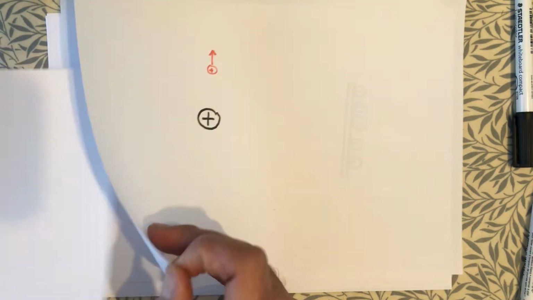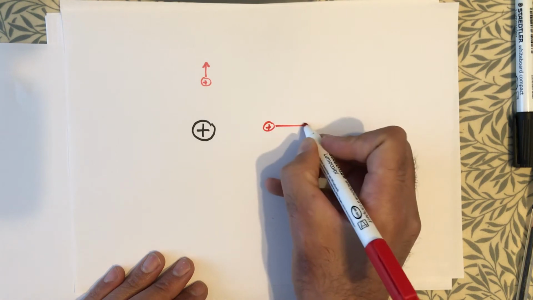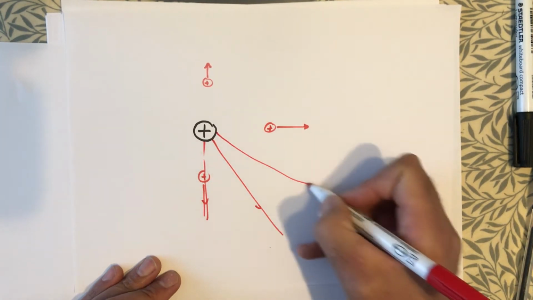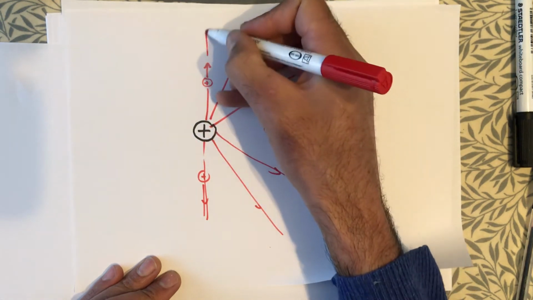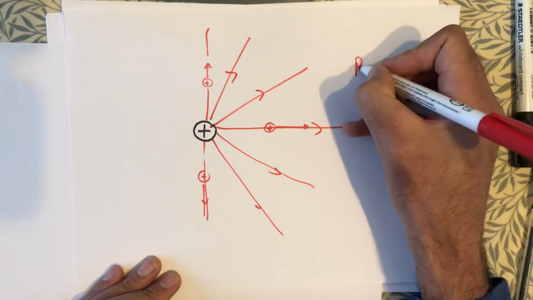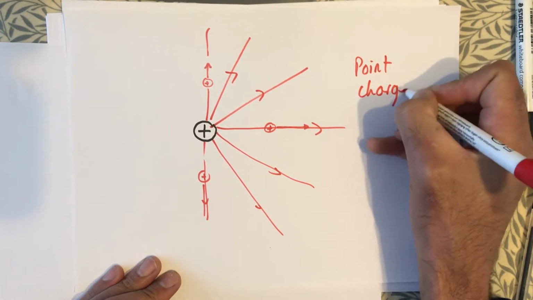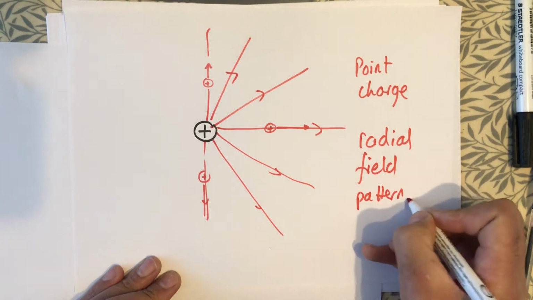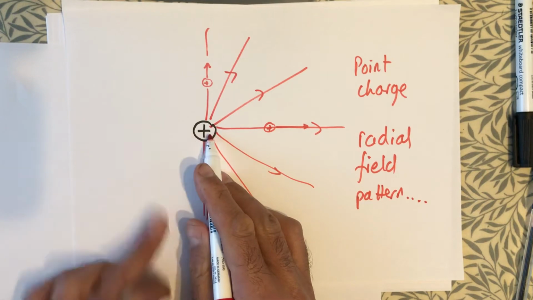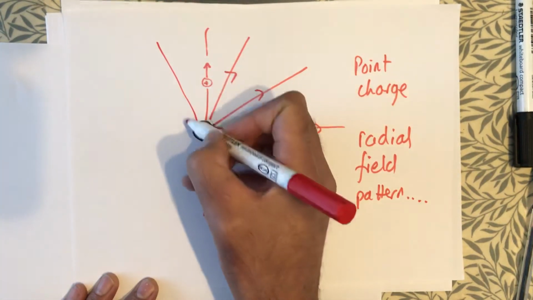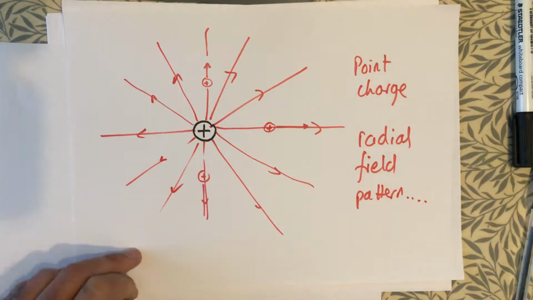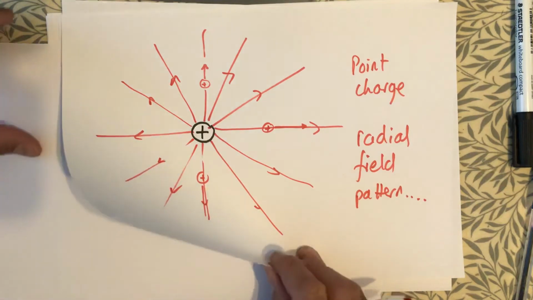In the same way, if I were to look at a positive charge, all the small positive charges that I put near it would experience a force away. So I'd end up with another radial field pattern. If you have a single point charge, you get a radial pattern. If it's a positive charge, the field lines will be pointing away because like charges repel. And if it's a negative charge, the field lines will be towards because unlike charges attract.